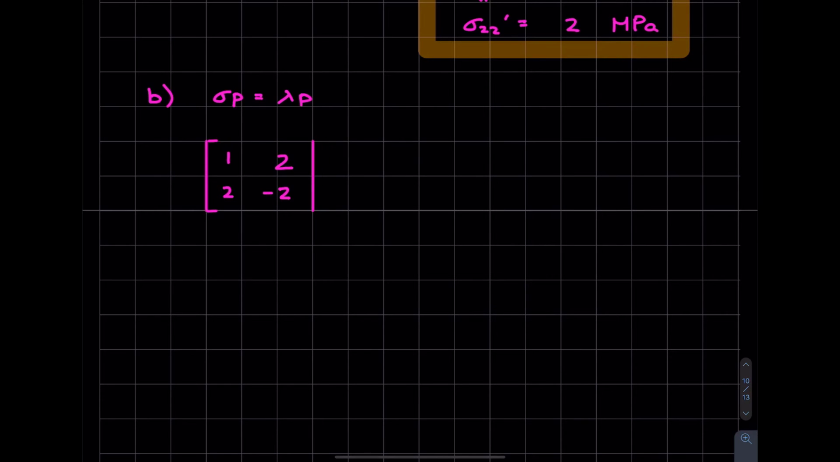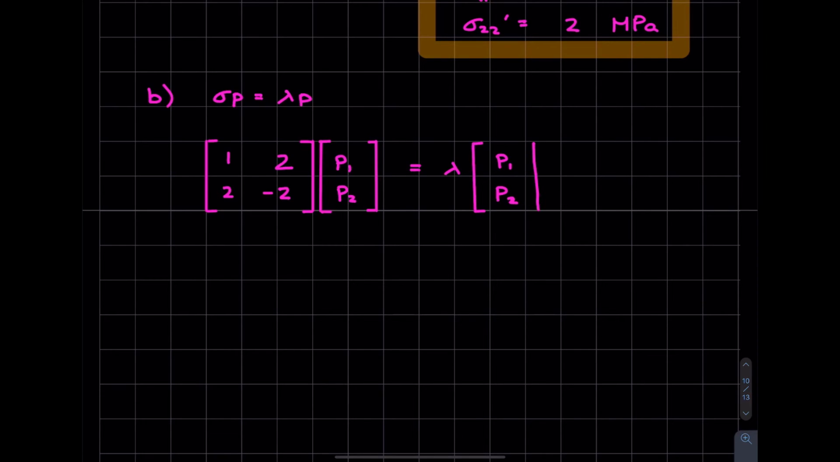Well, p, we don't know p. That's what we're trying to solve for. So we're going to give it components p1 and p2. Say, all right, we got p1 and we have p2. Finish up the nice brackets, and this is equal to our eigenvalue lambda multiplied by p. So this is actually exactly what we saw in the previous question, which is why hydrostatic stress states are so special. I'll just finish up the p1 and the p2.